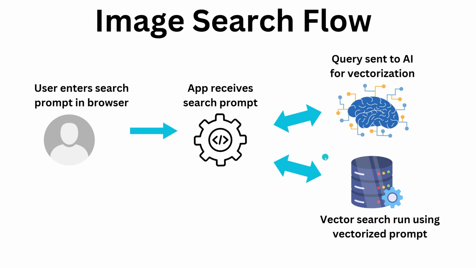So then we can take that generated vector embedding of the user's search prompt and run a vector search against the database. So remember, this is the database where all of our image vector data is stored. Well, now we can take that vector embedding for the text prompt and run similarity searches against the vector data for the images in the database.